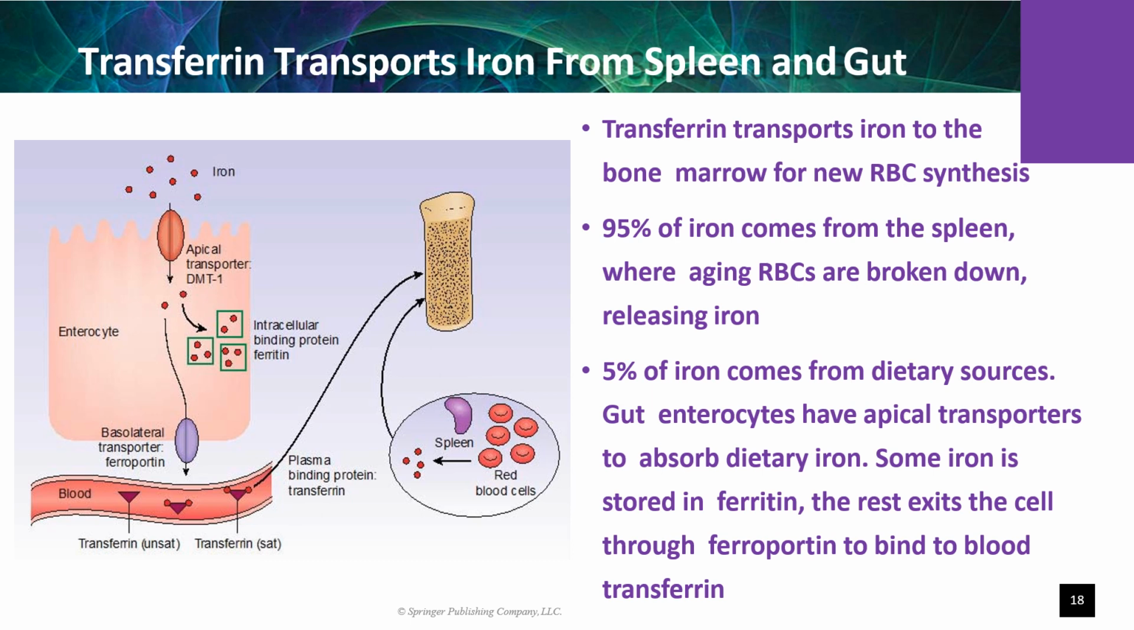Splenic macrophages break down aging red blood cells, releasing 95% of the iron needed for red cell synthesis. The iron is released from the spleen and then binds to the plasma carrier protein, transferrin, for transport to the bone marrow.